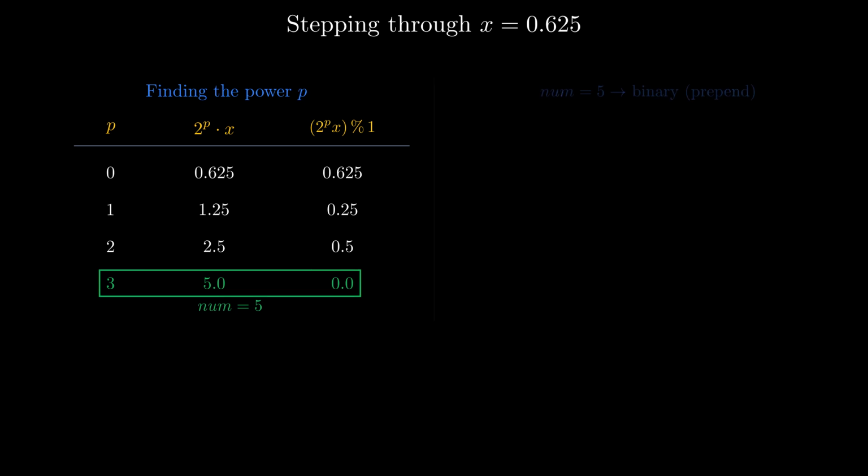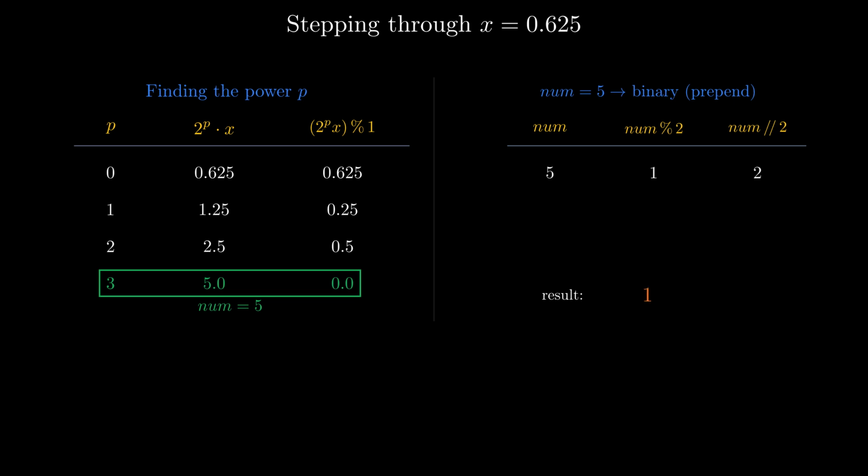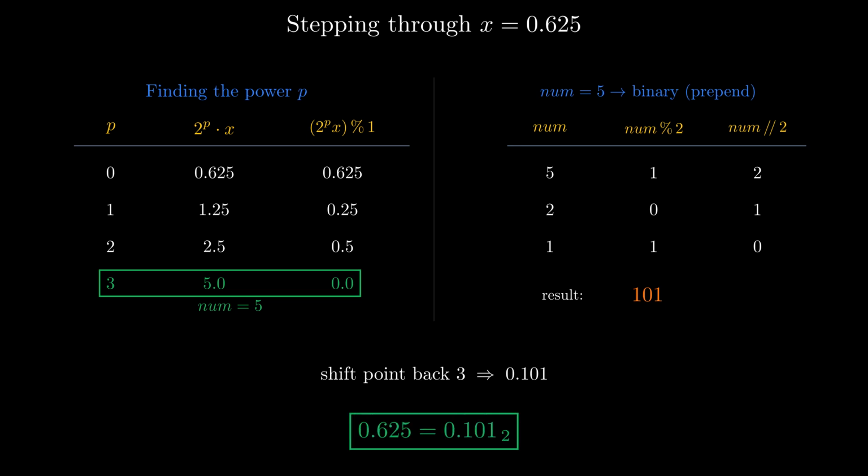num is 5. Now convert 5 to binary with the same prepend trick. 5 mod 2 is 1. 5 integer divide 2 is 2. 2 mod 2 is 0. 2 integer divide 2 is 1. 1 mod 2 is 1, and we stop. Reading the digits gives 101, so 5 is 101. Finally, we shift the point back 3 places, giving 0.101. The binary form of 0.625 is 0.101. Run the same program on a few values, and the easy ones fall out fast.